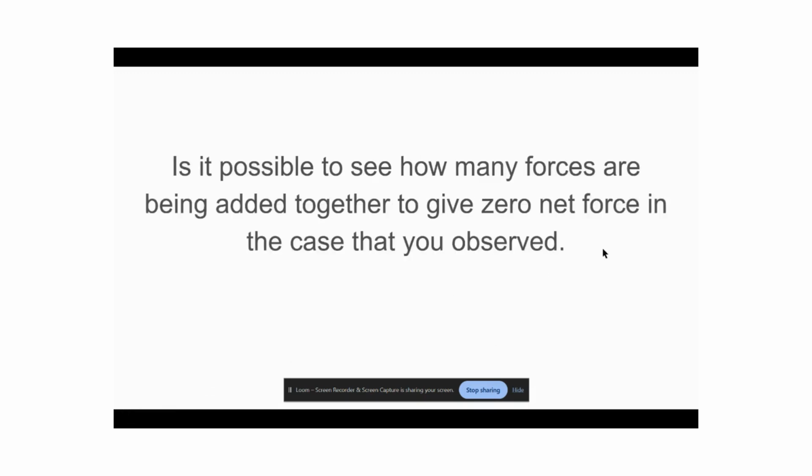To the question, would it be possible to see how many forces are being added together to give a net force, the answer is not really. If we know what all the forces are that are creating the net force, then yes. But in this case, we would need more information to determine the forces of friction and wind resistance, rotational inertia, and some other things.